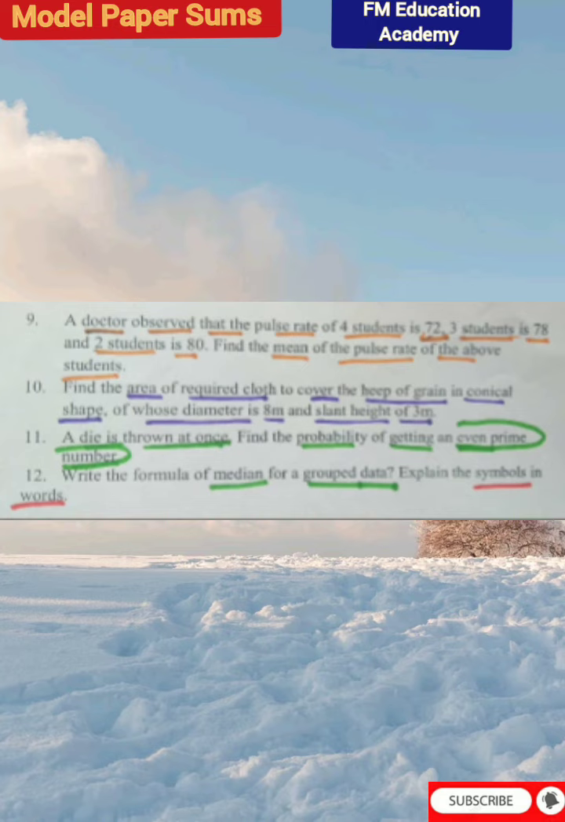10th question. Find the area of required cloth to cover the heap of grain in conical shape whose diameter is 8 meters and slant height is 3 meters. So here it is a conical shape tent. We have diameter and we have slant height. We have to find out the area which is covering the grain.